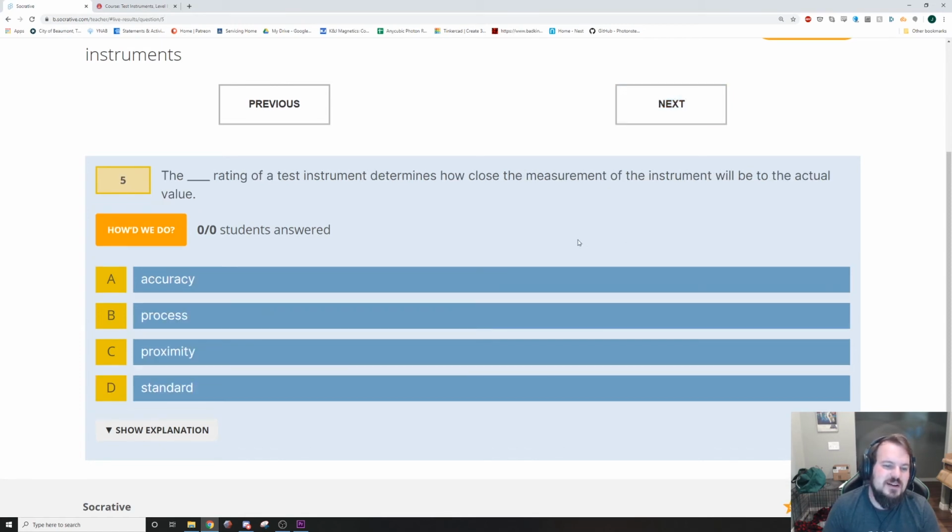Alright. The blank rating of a test instrument determines how close the measurement of the instrument will be to the actual value. And that is the accuracy. The accuracy of the test instrument, let's find that in the book. Okay, accuracy is found on page 319, and you can read more about that there.